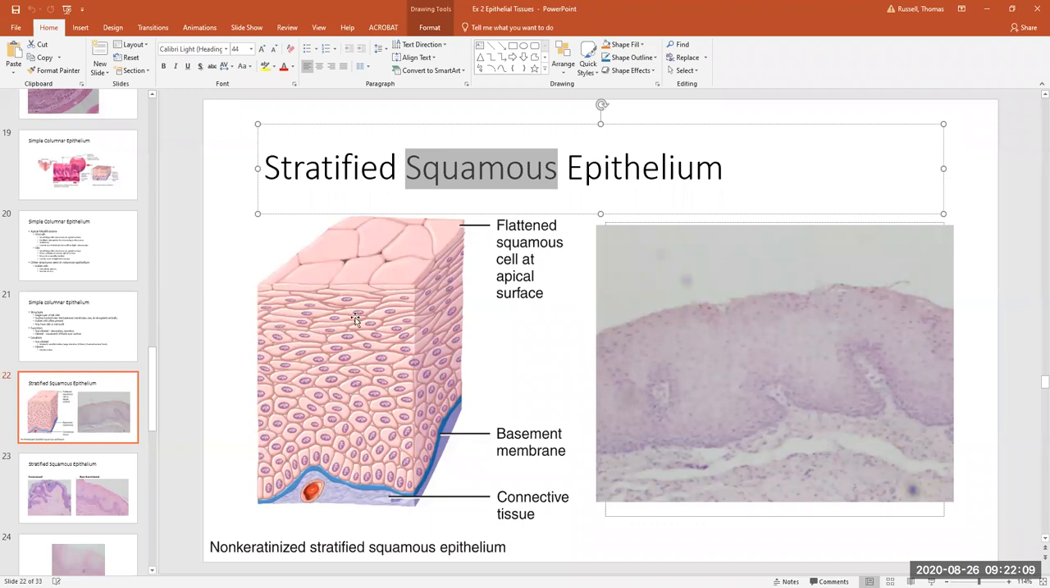So this tissue is actually called stratified squamous epithelium because, yes, it's stratified, but it's called squamous because the cells more towards the surface are flat, scale-like cells, right? So here's one look at a type of stratified squamous. Here's the basement membrane down here at the bottom. Here's the apical surface up here. And all of this is the stratified squamous, all right?